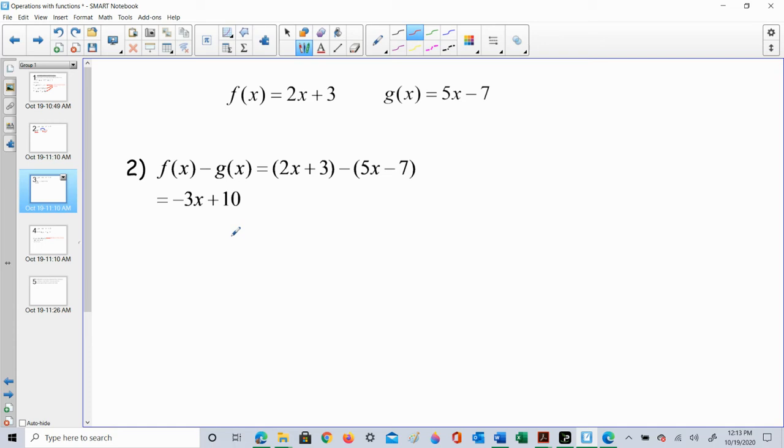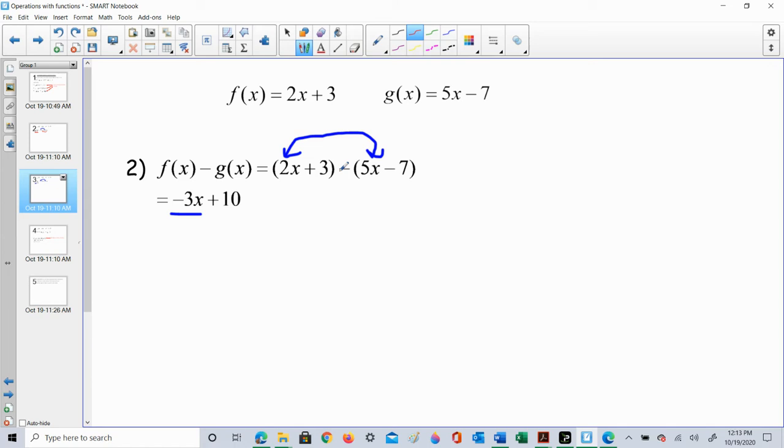So what about subtraction? Really the same thing, except you have to be just a little careful with subtraction. So here we have 2x minus 5x, right? That's the first part we're going to do. We're going to look at the like terms. So what is 2 minus 5? That's negative 3.